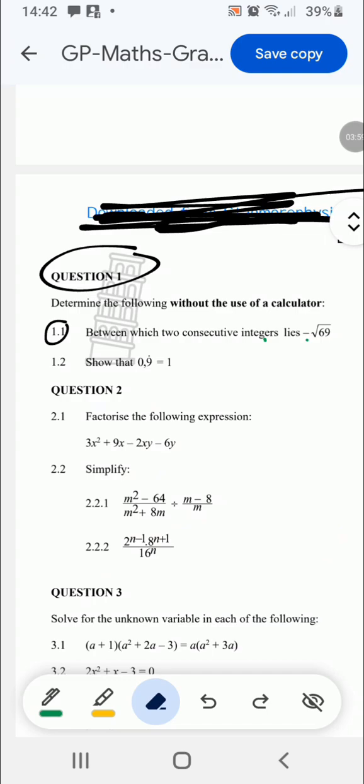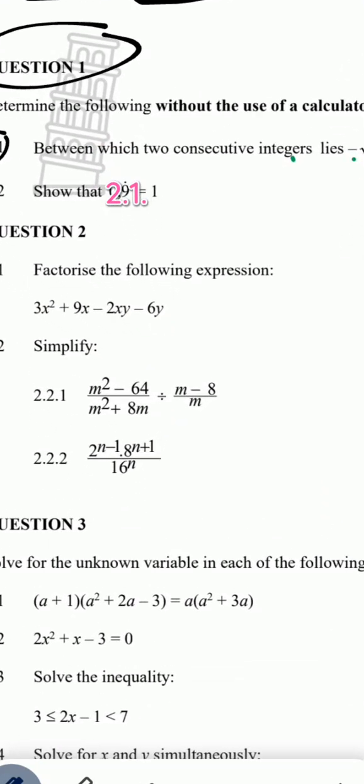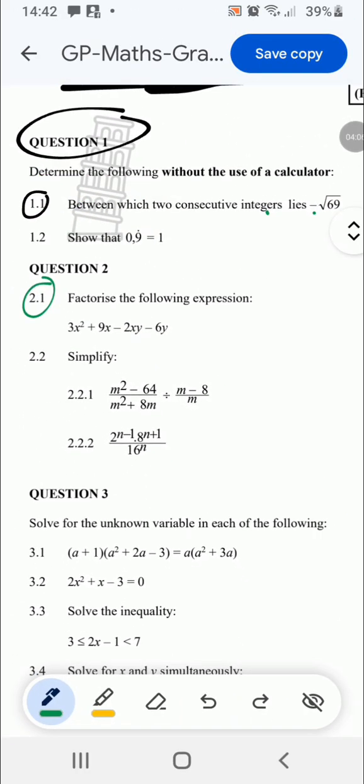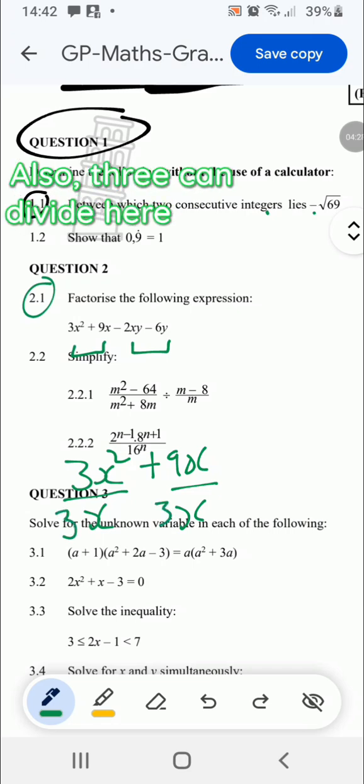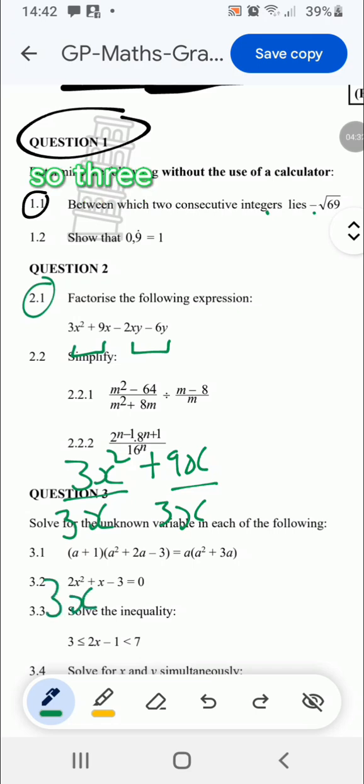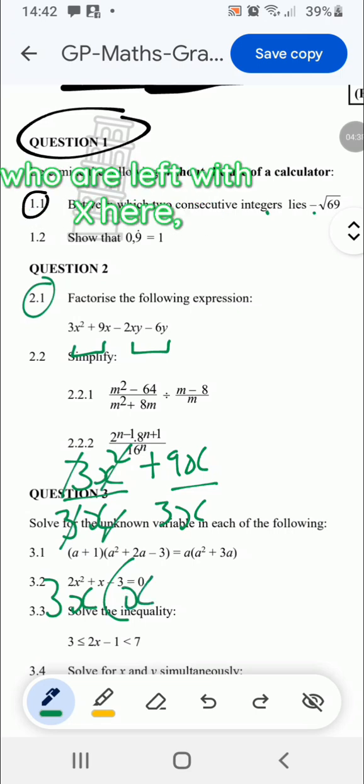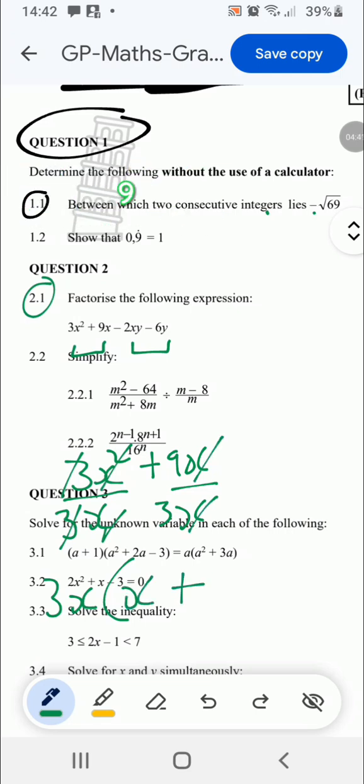Question 2, 2.1. Let's factorize 2.1. Now, let's group them. Let's see if between 3x squared plus 9x, I can find the common factor. The common factor is x because it appears on both sides. Also 3 can divide here and there. So 3 is a common factor. I put it out. Cancel those. We are left with x here. Cancel those. 9 divided by 3 is 3.